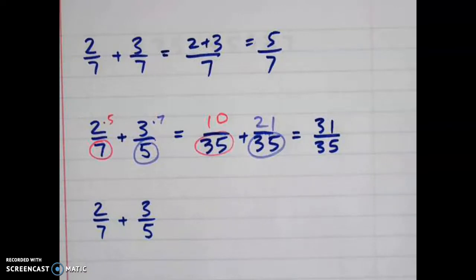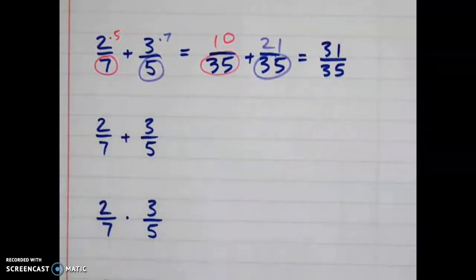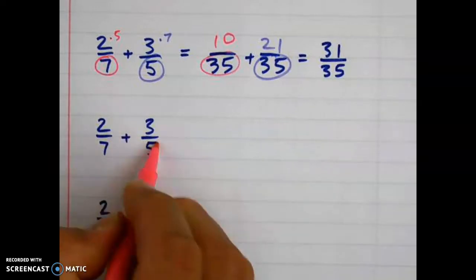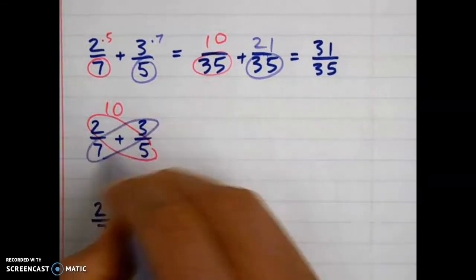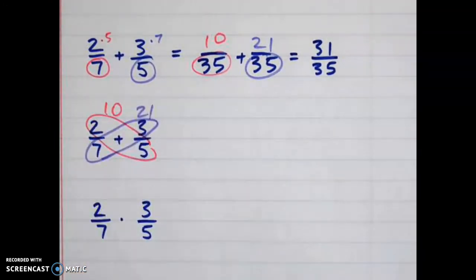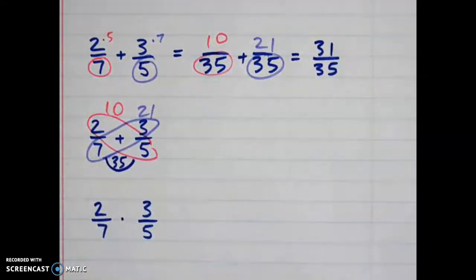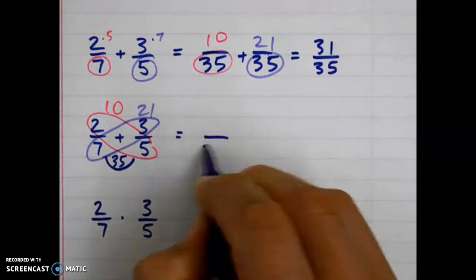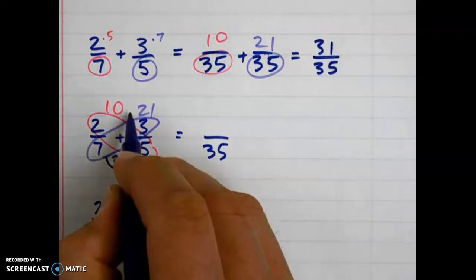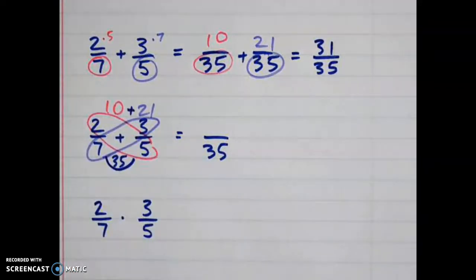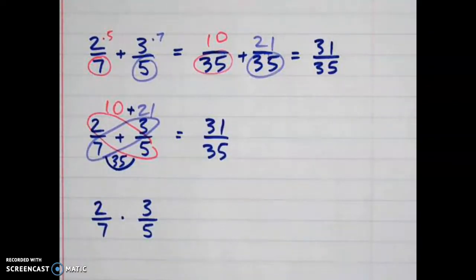Making sense? Remember the other method I taught you guys, the butterfly method? Okay, so you're going to multiply the wings. So these two is 10. These two is 21. And here's your butterfly body, 35. You keep the body, 35. And whatever symbol this is, you put it here. 10 plus 21 is 31. You get the same answer.